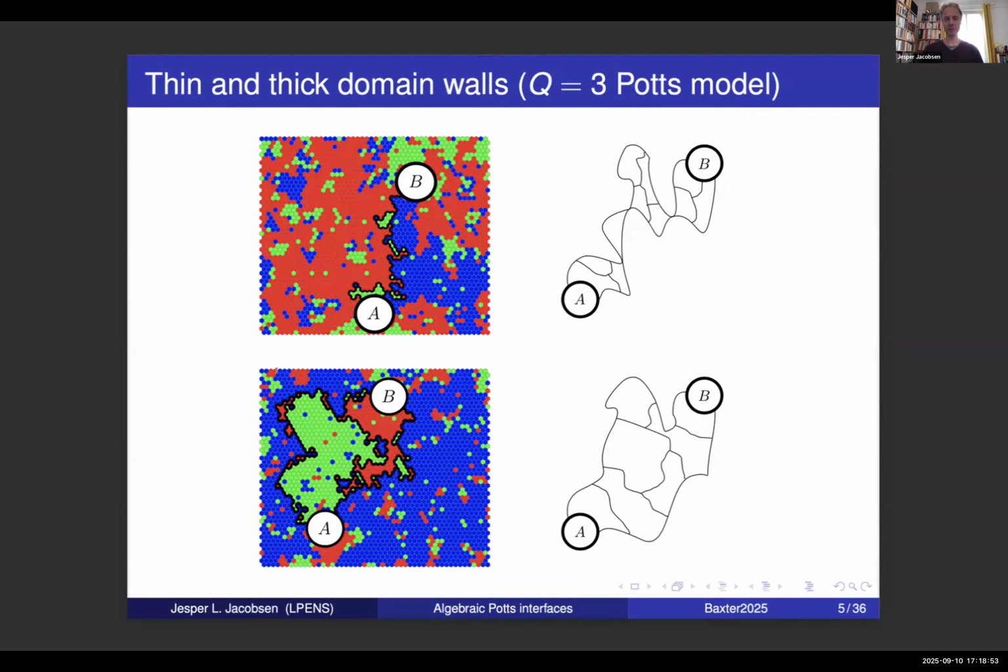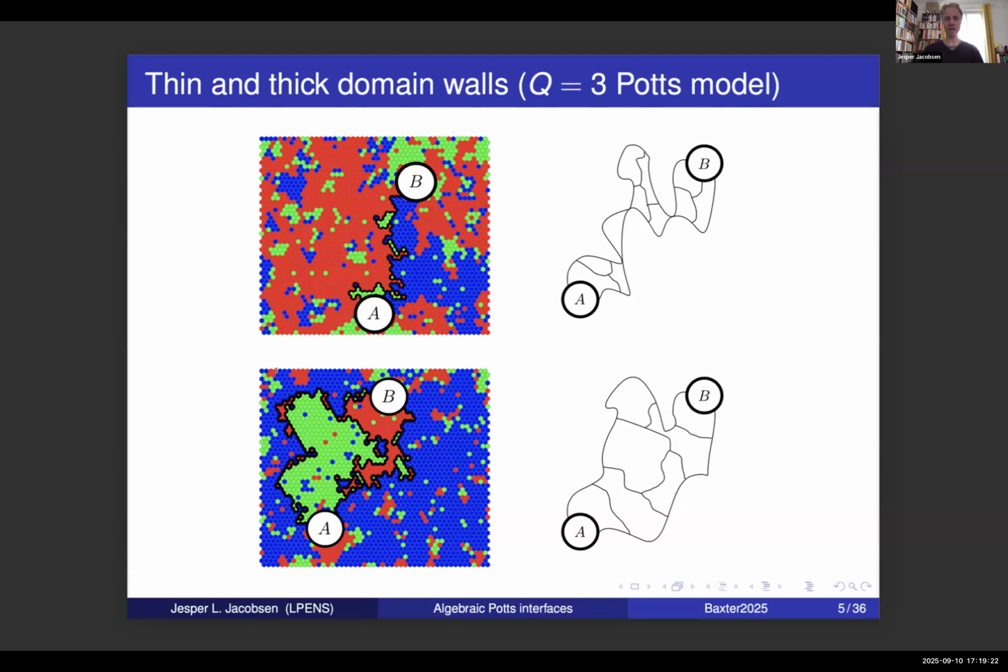Those two figures show two small neighborhoods, A and B, in a large configuration of a three-state Potts model shown as colors. If you draw the domain walls between spins of different colors, you can see that the regions A and B get connected by some structure that is not just a single curve, but something that bifurcates. This is the structure that I will be interested in here.